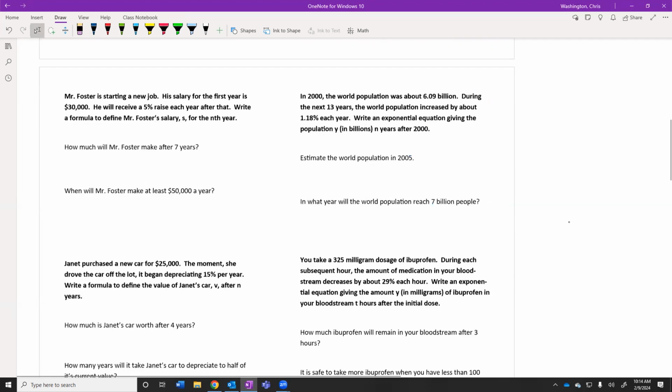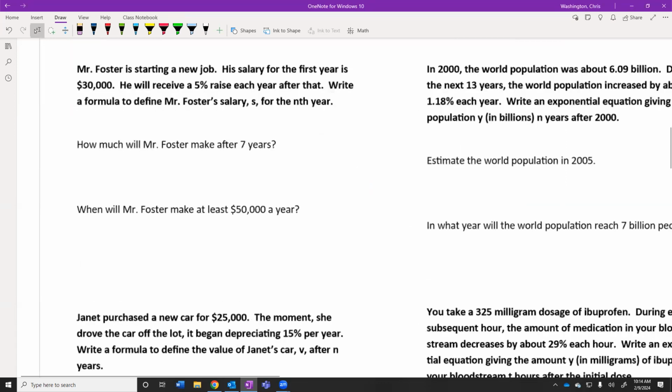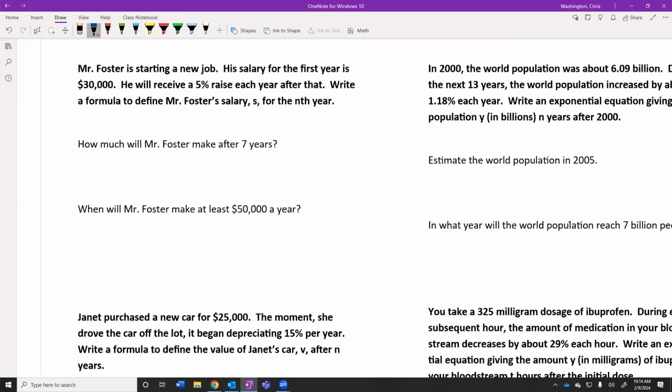All right, first example. Mr. Foster started a new job. His salary for the first year is $30,000. That's going to be our initial amount or our principal. He receives a 5% raise. That's going to be our interest rate. Write a formula to define Mr. Foster's salary for the nth year. So Y equals, he starts with $30,000, times 1 plus 5% raised to the T.